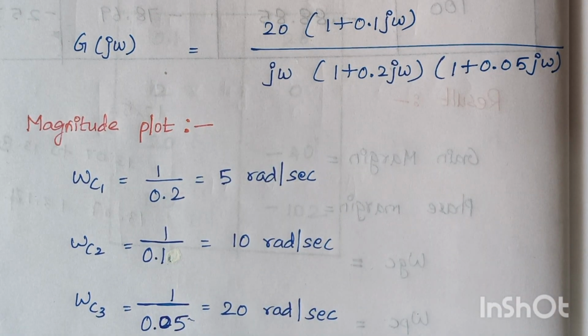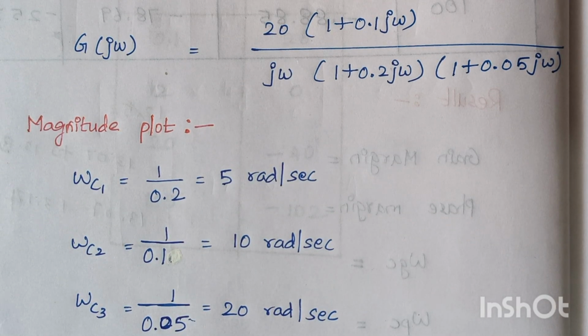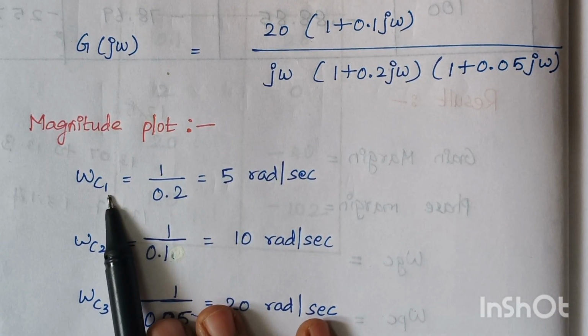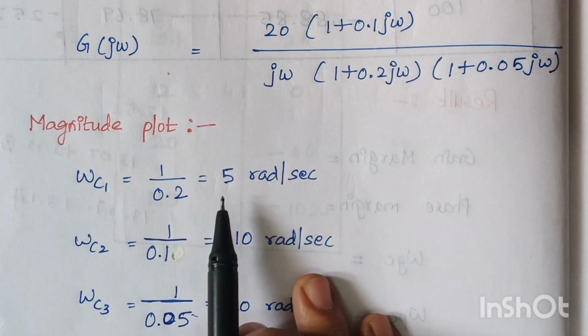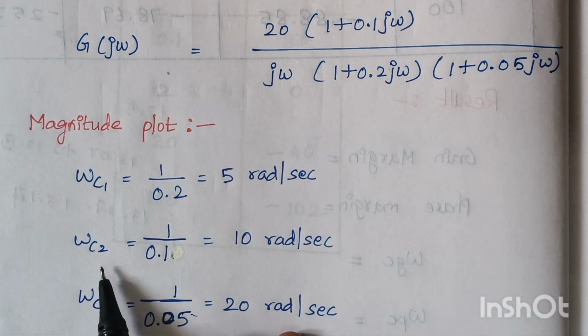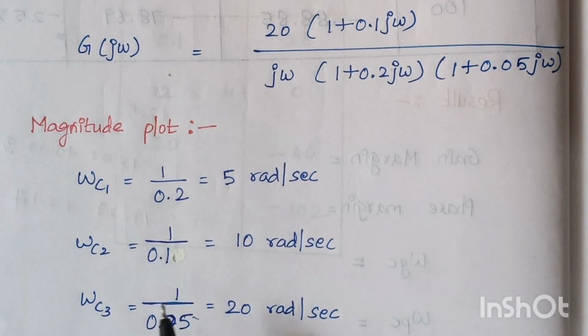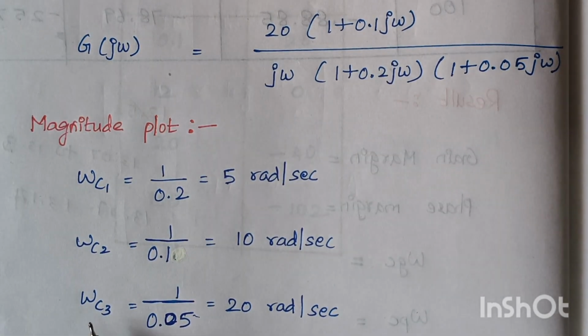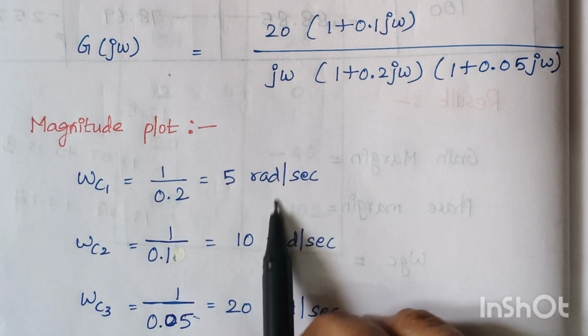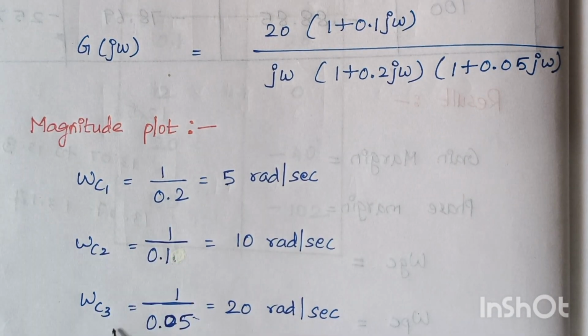So first find out the values. After finding out the values, then you have to give the number. The least value should be given as 1. That is, this is your first corner frequency. The term next higher to 5 is 10, so here I have written omega C2. And the next higher term is 20, so here I have written omega C3, right? Only based upon the values of corner frequency, we have to order them, right?